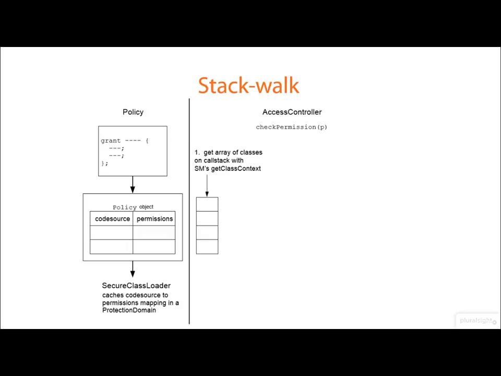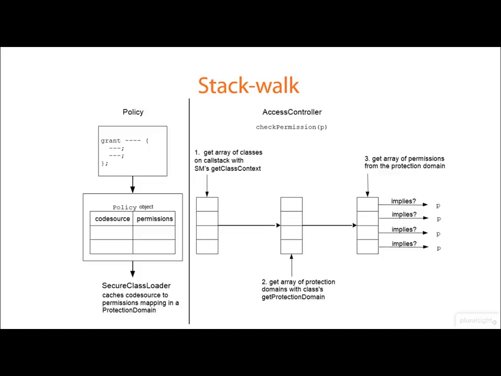the access controller gets an array of classes on the stack with the security manager's getClassContext method. That's why in the previous demo, we created our own security manager, so we had access to this method. We could call getClassContext. And if you remember, getClassContext returns an array of class objects. And from this array of class objects, we can call getProtectionDomain and get all the protection domains. And then from the protection domain, we can get an array of all the permissions. And then we can ask each permission in turn, is what's being asked for here allowed at this point in time? The stack walk is a key part of the permission check in Java.